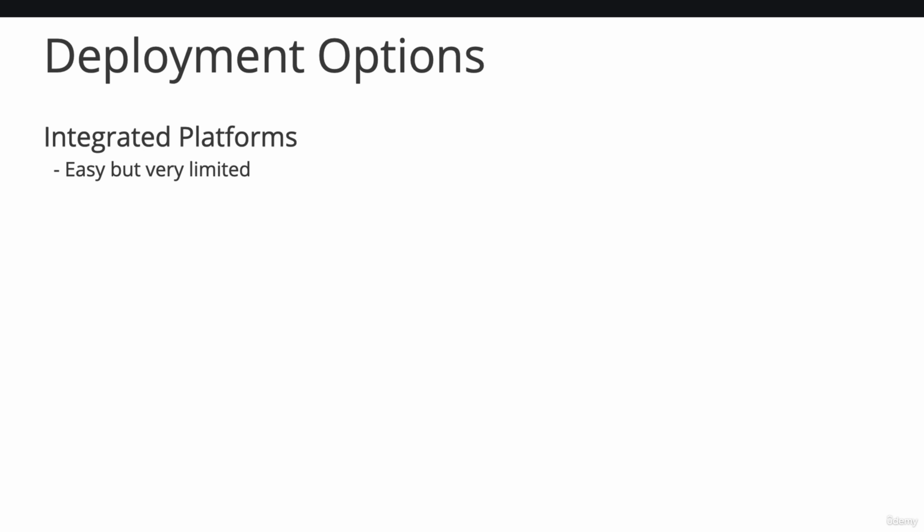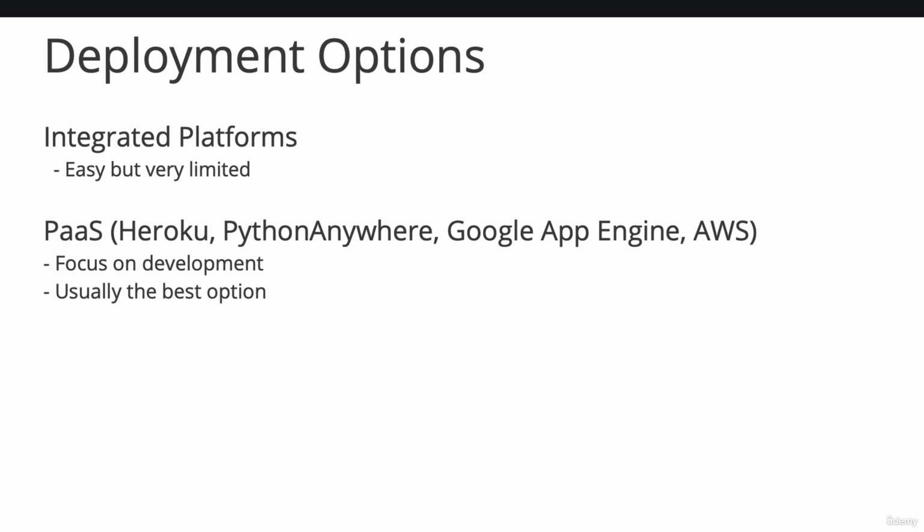So with Streamlit Cloud, which we did already, you cannot scale your app, meaning that if you have more visitors coming to your app and you need more CPU, Streamlit doesn't allow you that. That's why we have other options. So Streamlit Cloud was an integrated platform. It's easy, but it's limited. Let's go with the second option.